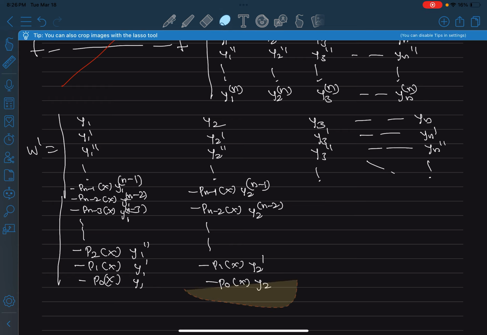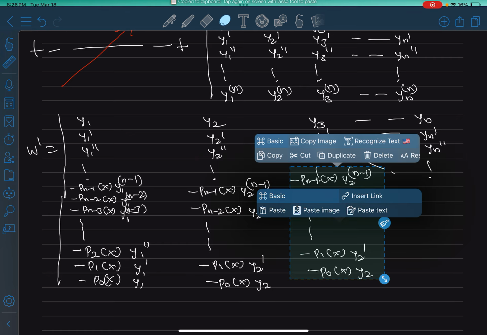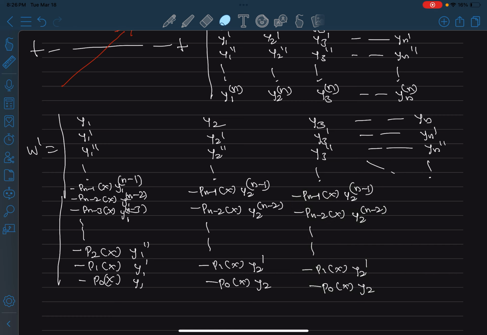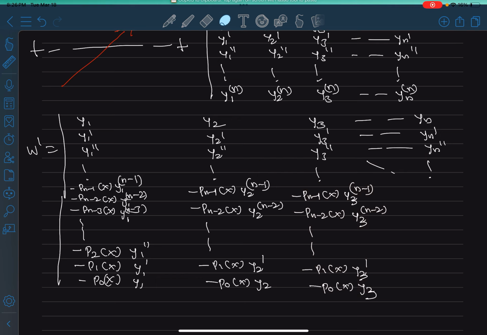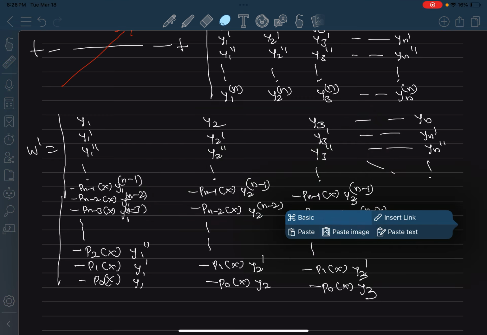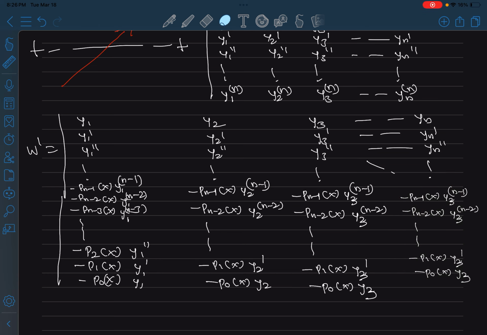What I can do is just copy this and paste it here, except that I have to change 2 to 3. I can do that. Copy this, paste it over here, and also make it small. And again replace y3 by yn, y3 by yn, so yn, yn, yn, yn.